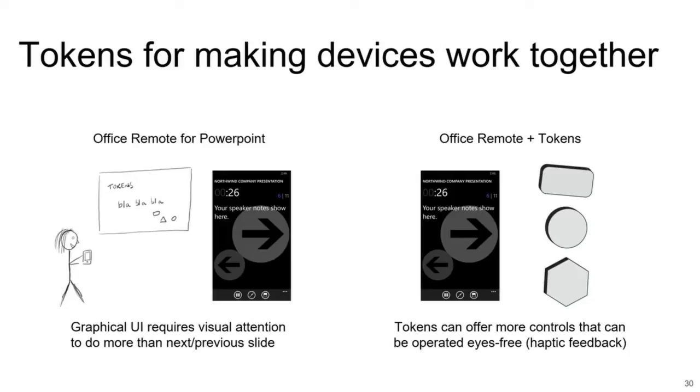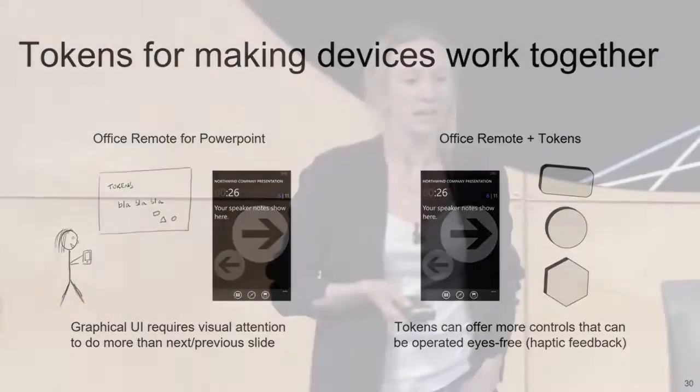Actually, here I have a tangible interface, but you could have an app on your smartphone. But if the presenter wants to keep her attention on the audience and not look at the smartphone, she's typically limited to very simple gestures that basically support next and previous slides only, because more complex gestures or precise buttons would require me to look precisely at the smartphone. Using tokens would make it possible to get much more elaborate controls that would remain operable eyes-free.